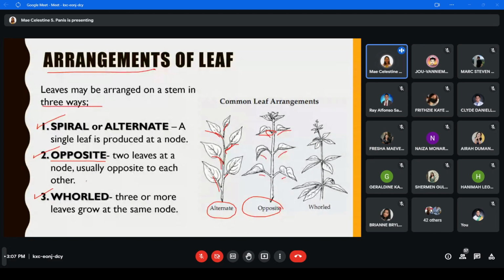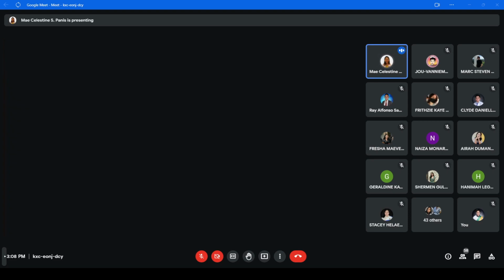Okay. So the last one is whorled arrangement, wherein three or more leaves grow at the same node. So example is this one. As you can see, in a node, maraming leaf ang nagtubo. So 1, 2, 3, 4, 5, same as this one, a node, and then four leaves, and this as well. Okay, so those are the three common leaf arrangements: the spiral or alternate, the opposite, or the whorled.